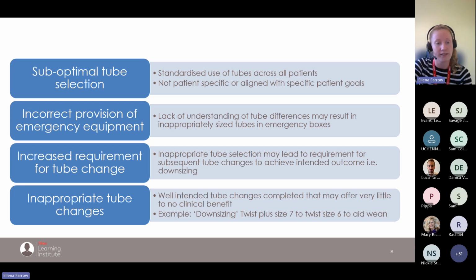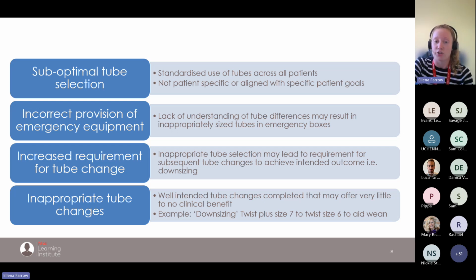But then if we look at the last two points, you've got the potential that inappropriate tube selection could increase the requirement for tube change, where this could have been avoided if you'd picked the right one first. So for example, you've got a patient that's got a size 7 Twist in. This allows adequate ventilation, but because of the outer cannula dimensions and amount of the trachea that the tube occupies, the patient's struggling with progressing their weaning, and the tube has to be downsized to a size 6, something that people might be quite familiar with.